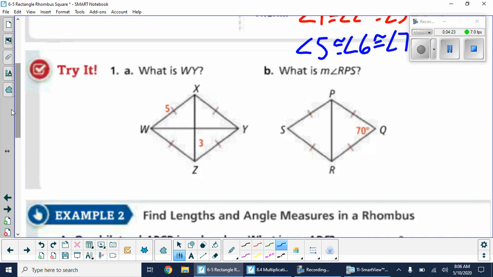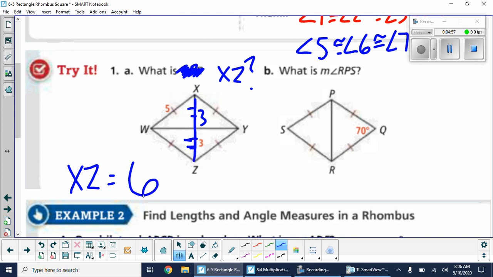Okay, I'm going to change this one up a little bit. Instead of asking what is WY, let's ask what is the length of XZ. How could we find the length of XZ? Well, if this part right in the middle of the diagonal is 3, then that means up here is also 3. So XZ, which is all the way across here, would be 6. Okay, how about this next one?